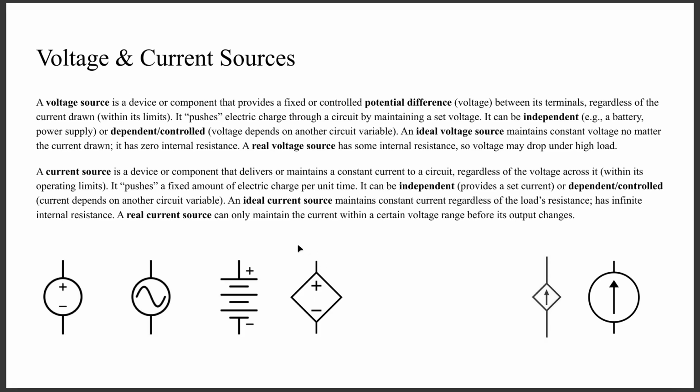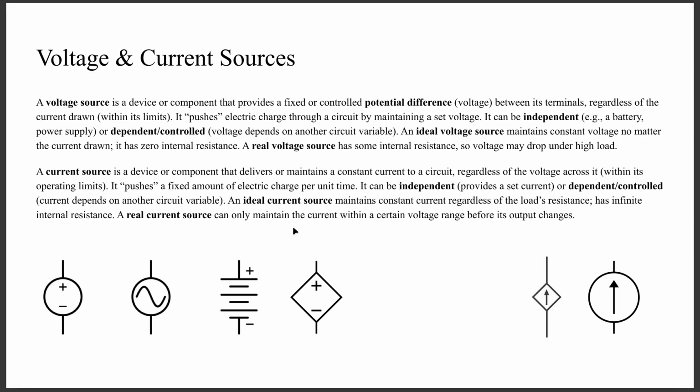source. A current source is a device or component that delivers or maintains a constant current to a circuit, regardless of the voltage across it, within its operating limits. It pushes a fixed amount of electric charge per unit time. It can be independent or dependent, like this one here, and this is an independent.